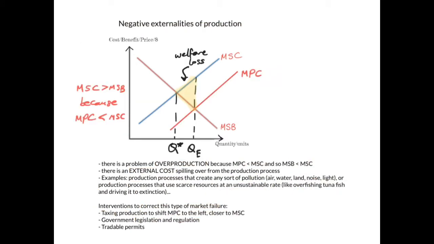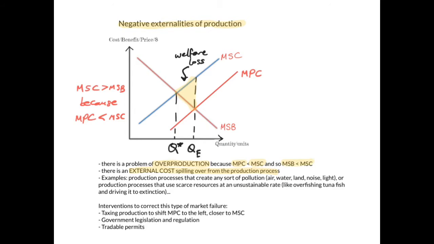Now, in the case of negative externalities of production, there is a problem of overproduction because the MPC, the marginal private cost, is less than the MSC. There's an external cost spilling over from the production process. As a result, the MSB is lower than the MSC.